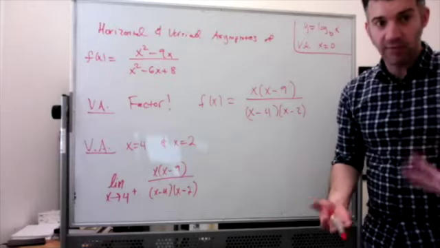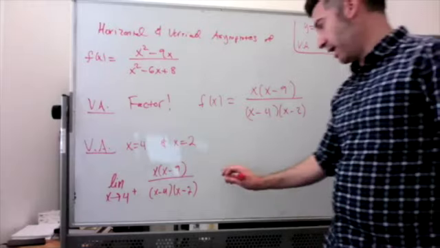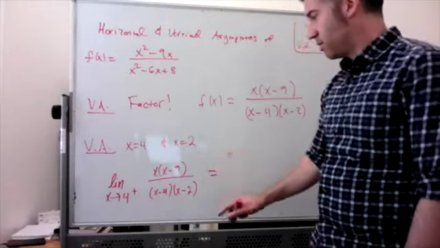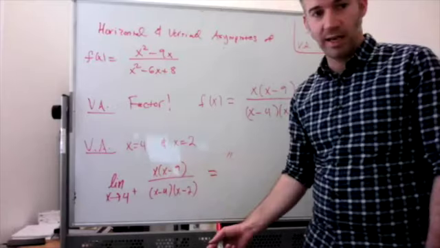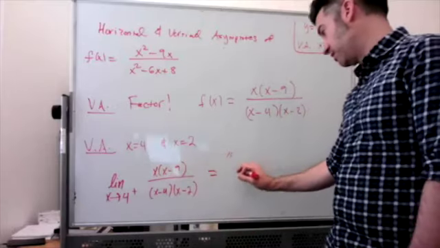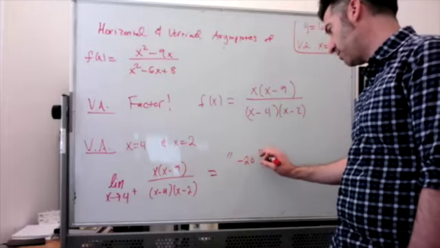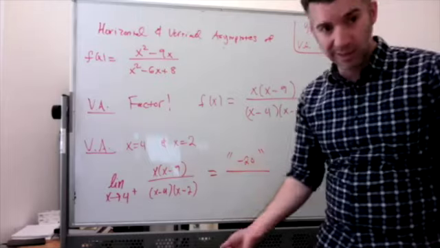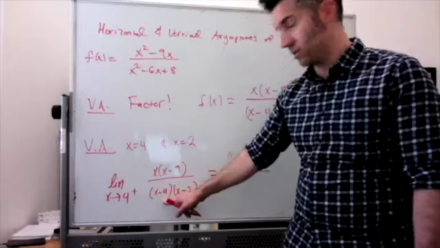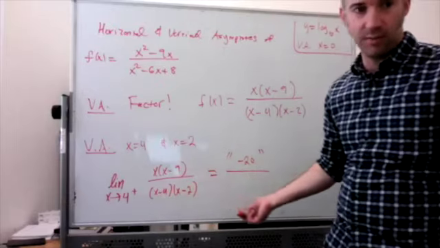So if we plugged in 4, we get, let's see, 4 times 4 minus 9 is 4 times negative 5. So I get negative 20 on top. And the bottom, we'd clearly get 0, right? 4 minus 4 is 0. 4 minus 2 is 2. 0 times 2 is 0.